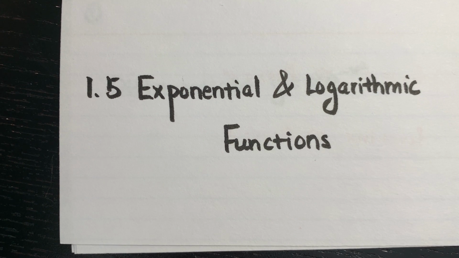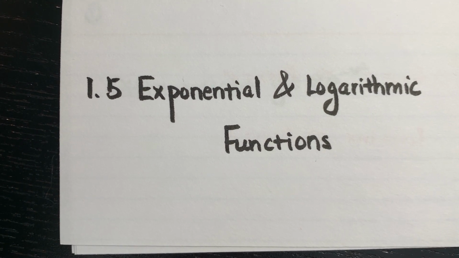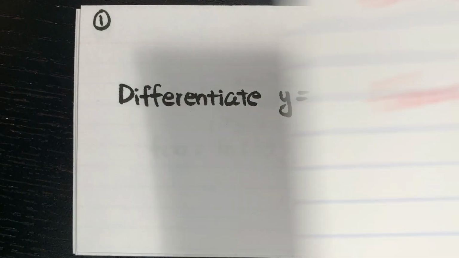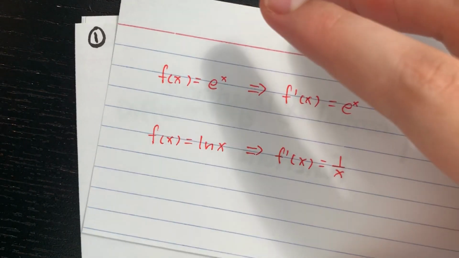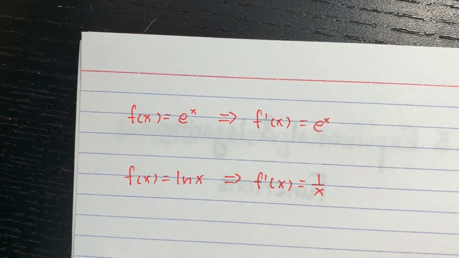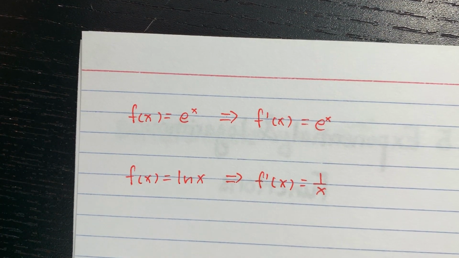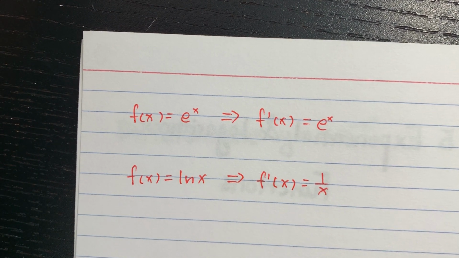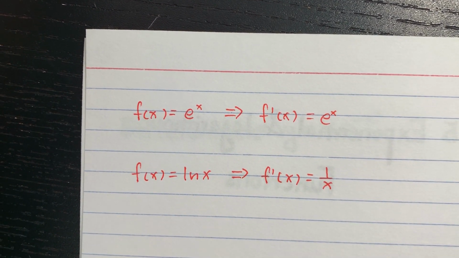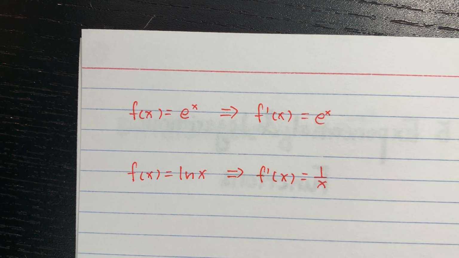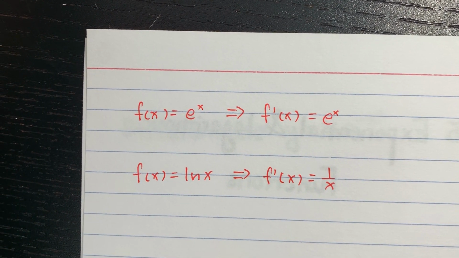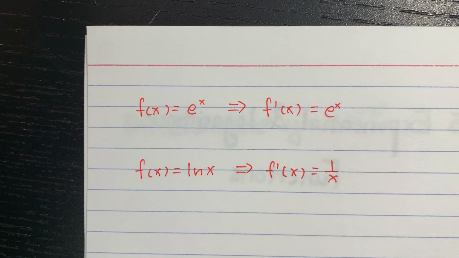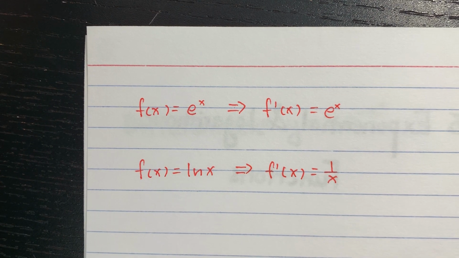Today we're going to talk about the differentiation of exponential and logarithmic functions. So on the IB formula booklet, we are given that for exponential functions such as e to the power of x, the derivative of that will be e to the power of x, which is the same. And if it's ln x, which is a logarithmic function, the derivative of that function will be 1 over x. And then, as usual, we jump into the questions.